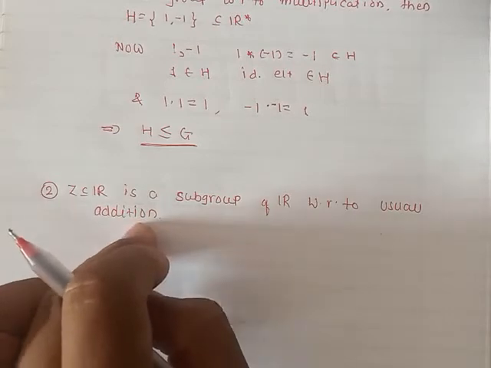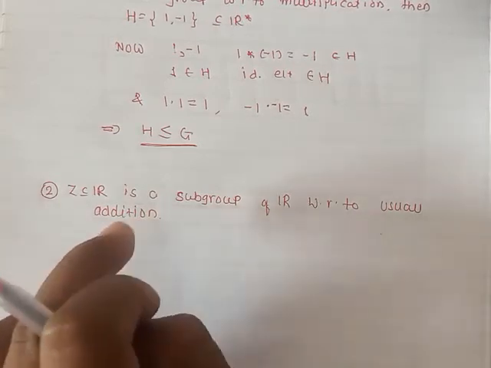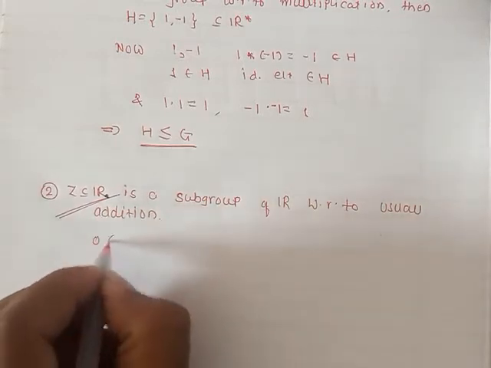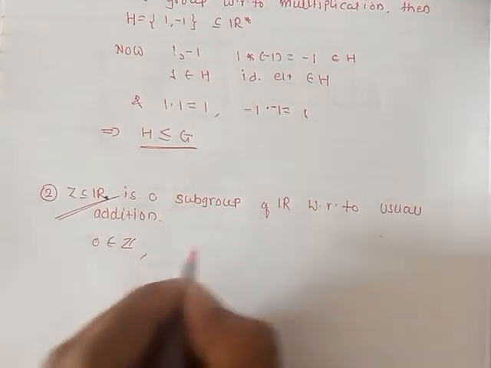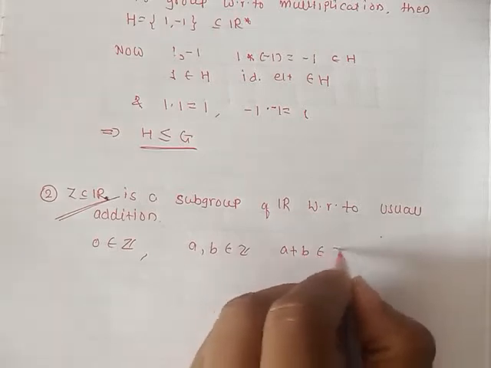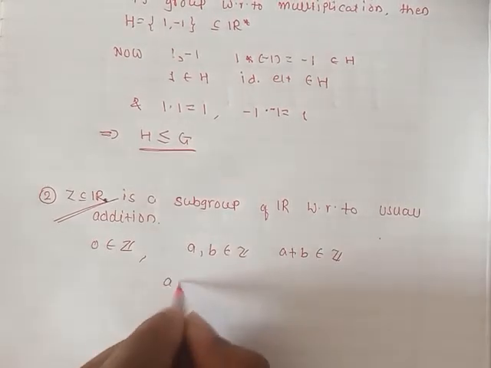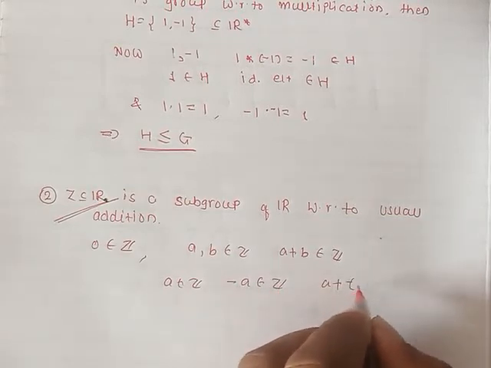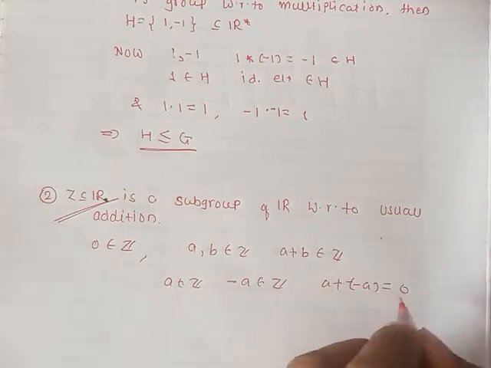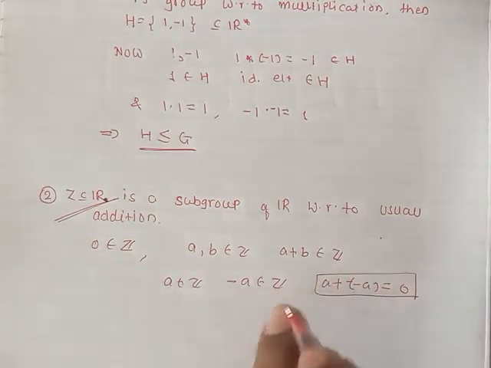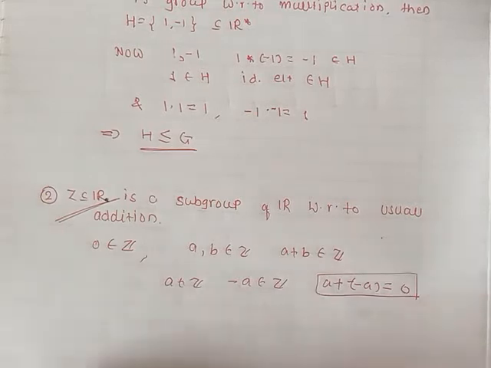Very simple proof. By using simply addition and subtraction, you can show that Z is a subgroup of R with respect to usual addition, because 0 belongs to Z, so identity element belongs to Z. Addition of any two integers is again an integer, if a, b belongs to Z, then a plus b also belongs to Z, and if a belongs to Z, then minus a also belongs to Z, and a plus minus a is equal to 0, that is the identity element. Hence every element also has an inverse in Z, so the set of integers is a subgroup of R.